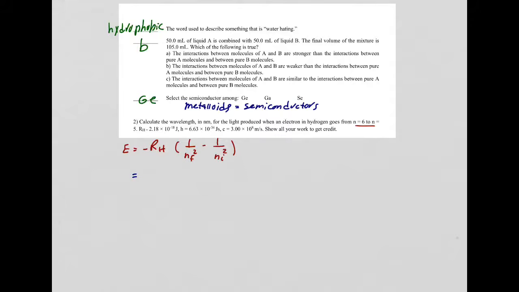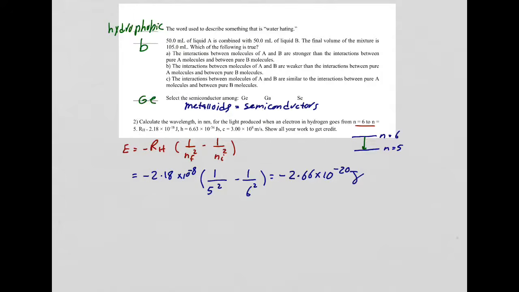Now, Rydberg constant is 2.18 times 10 to the minus 18. What is my n final? It says you are going from 6 to 5, right? So you are going from n equals 6 to n equals 5. So my final is 5 and my initial is 6. When I do that, I get minus 2.66 times 10 to the minus 20 joules. You guys follow that? Okay.